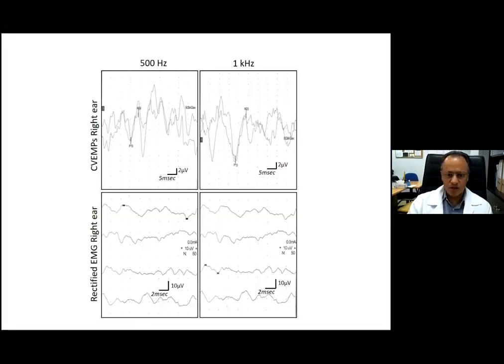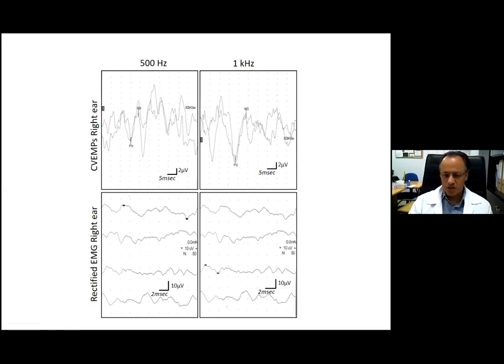So this is the same patient, 500 hertz. I'm showing the right here only. Take my word for it. The EMG contraction is similar for both the left ear and the right ear, but 500 hertz produces this response. At 1 kilohertz, a larger response. Normally, you will get a better response at 500 hertz, but in this case, the response is larger at 1 kilohertz. And this is what the literature refers to as frequency tuning, a shift of the maximum response from 500 hertz to 1 kilohertz.